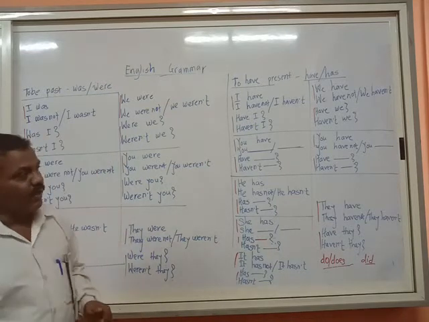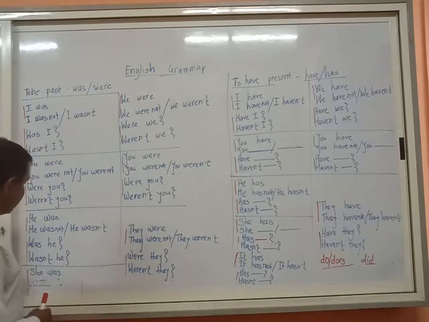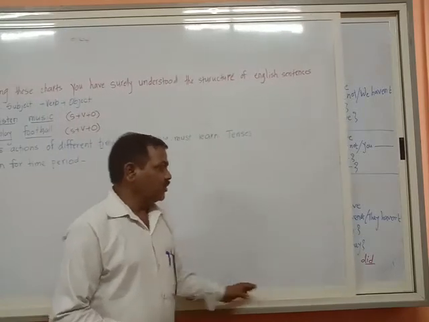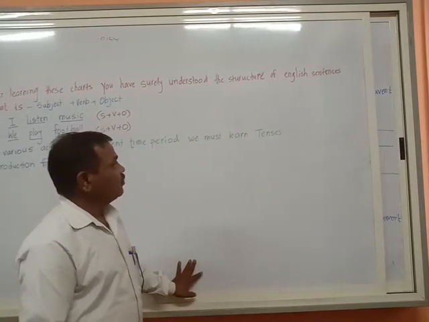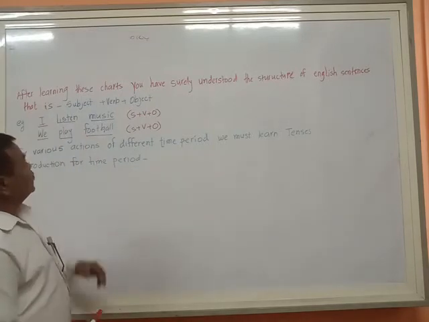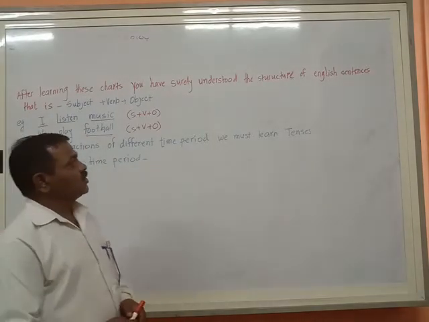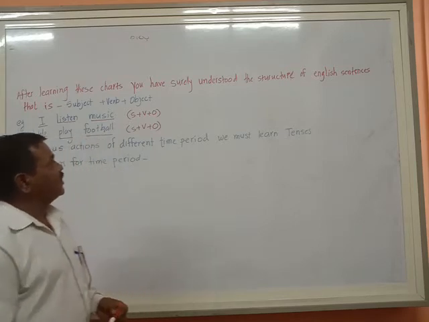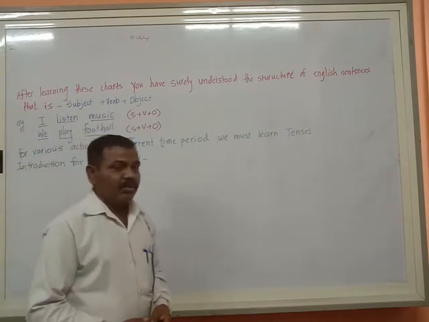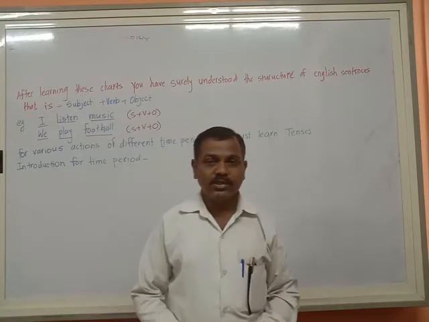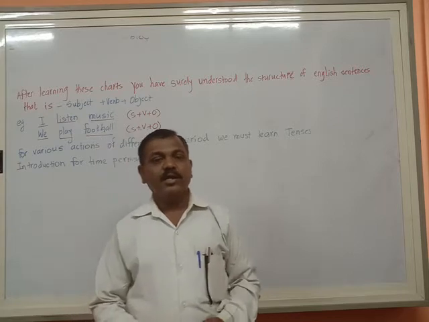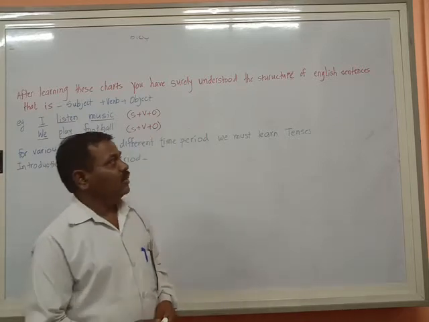So you know very well, after learning these charts, you must have understood yourself very well. After learning these charts, you have surely understood the structure of English sentences, that is subject plus verb plus object. Right now we were using these pronouns as the subjects. Nouns and pronouns function as the subject, and after that we use the verb, not like in Marathi.